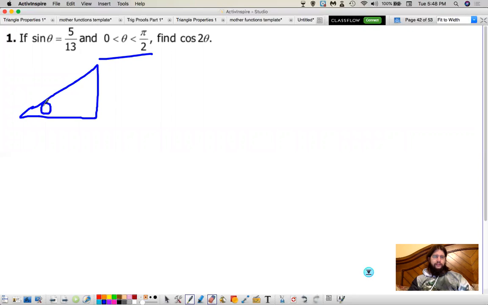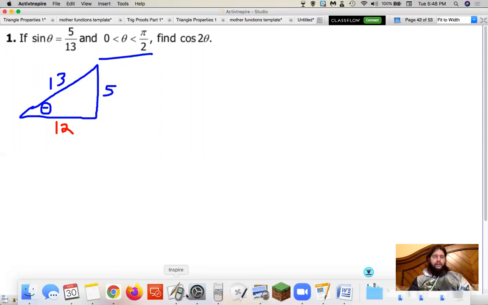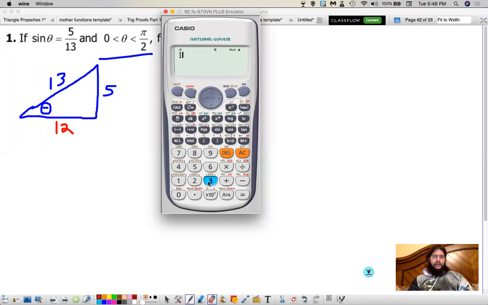That's my theta. We know sine of theta is 5/13. Pythagorean triple or Pythagorean theorem, however you want to look at it, this has got to be a 12. 5, 12, 13 right triangle, or take your calculator: 13 squared minus 5 squared, square root of that answer, you get 12.